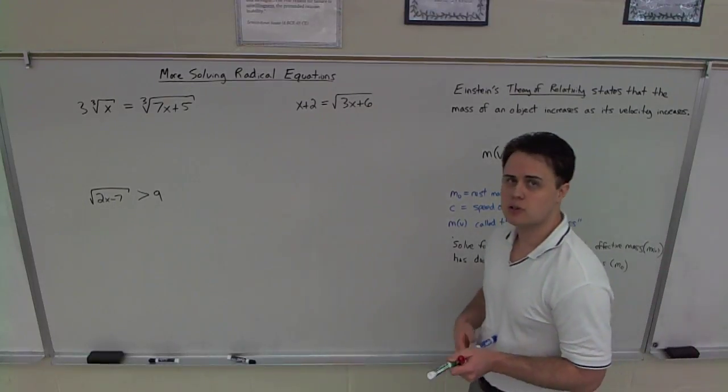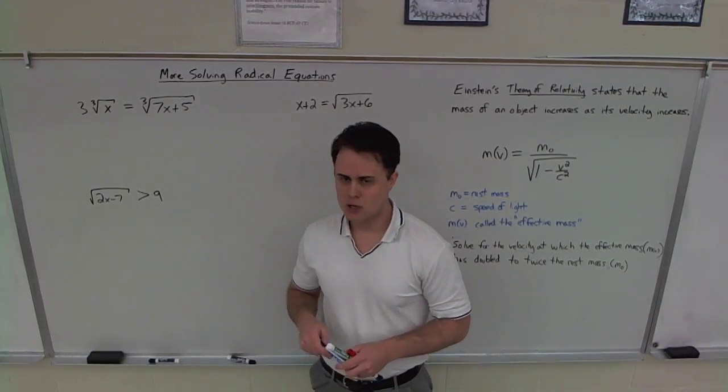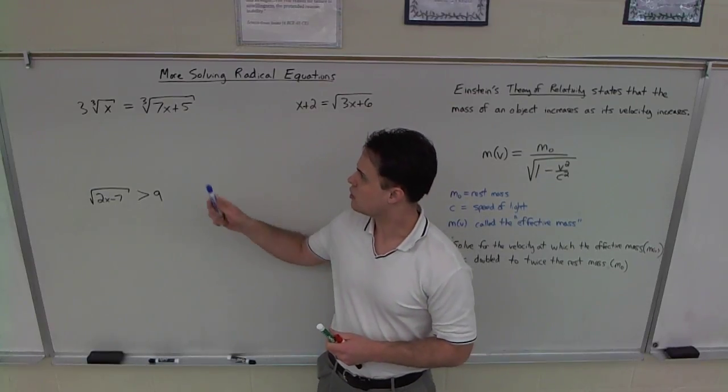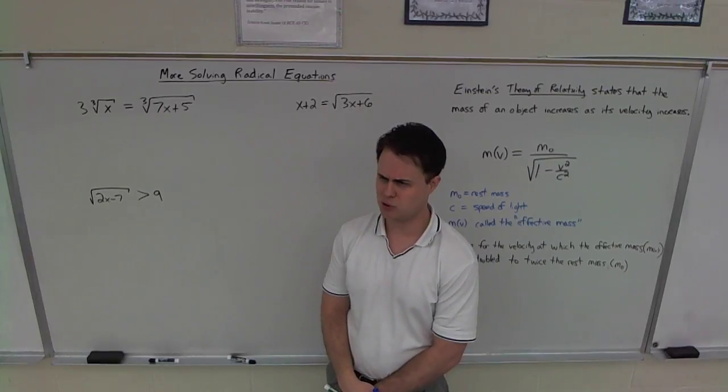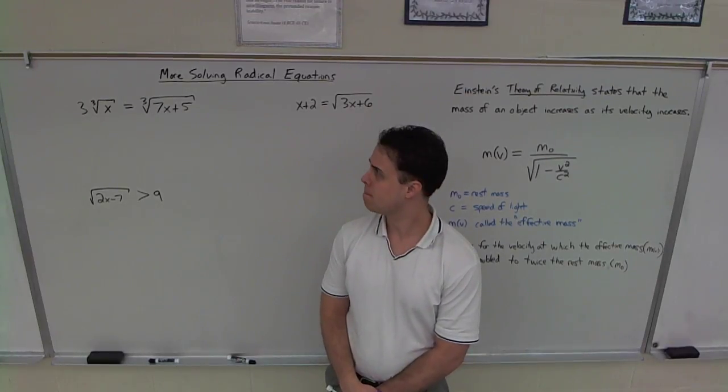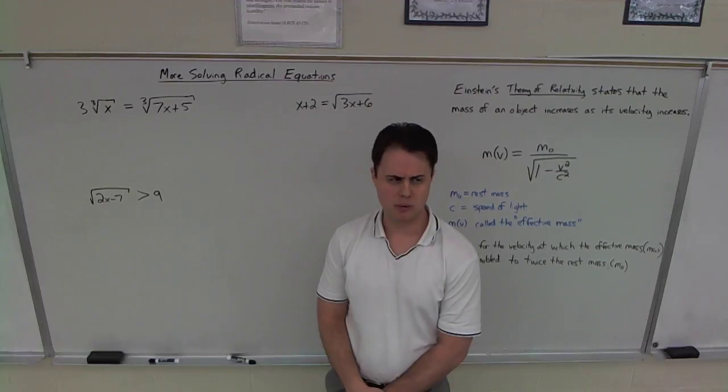Alright, so yesterday you guys learned to solve basic radical equations. So can you help me with this first one? We're going to solve for x, get x by itself. What should we do first? Cube both sides. I heard cube it.